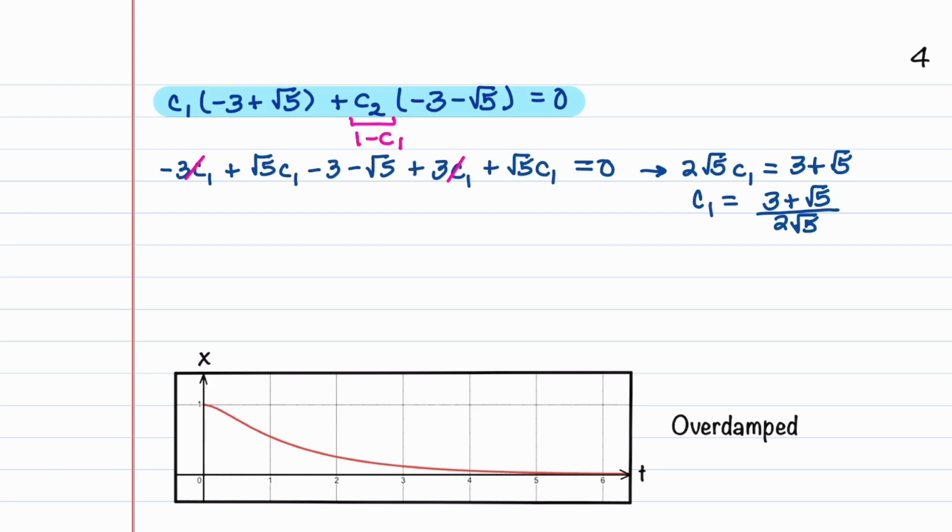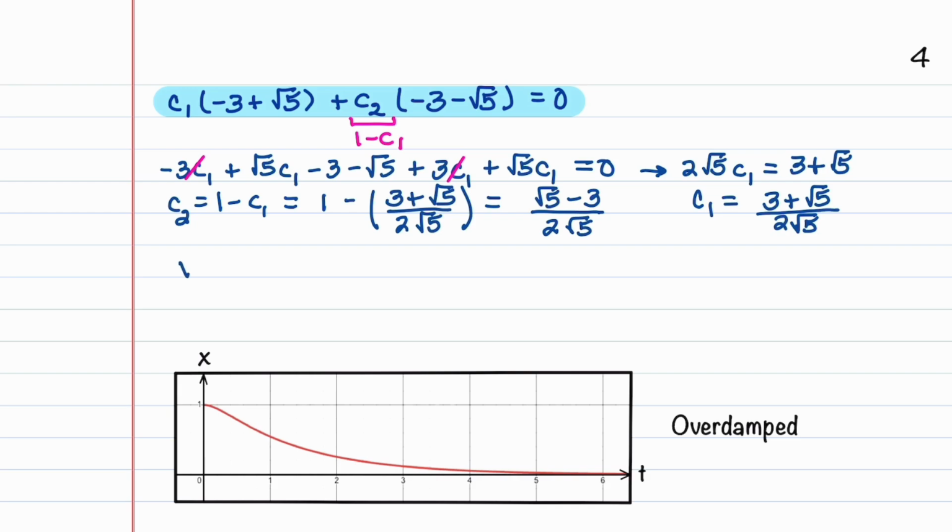It's very common that these constants just don't turn out looking very nice. Now we can find c2. Let's go back over here to the left. c2 is 1 minus c1. So we have 1 minus all of this, 3 plus root 5, all divided by 2 root 5. And this gives us 2 root 5 minus root 5, which is root 5. And then we have minus 3, all divided by 2 root 5.